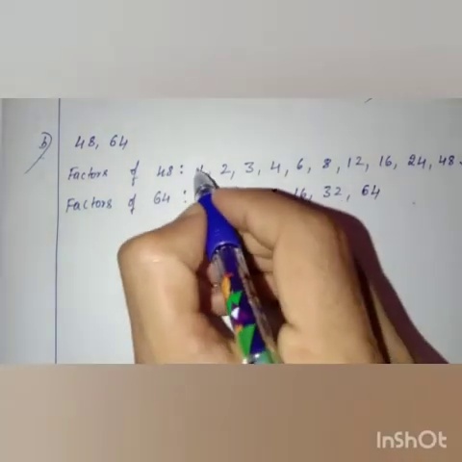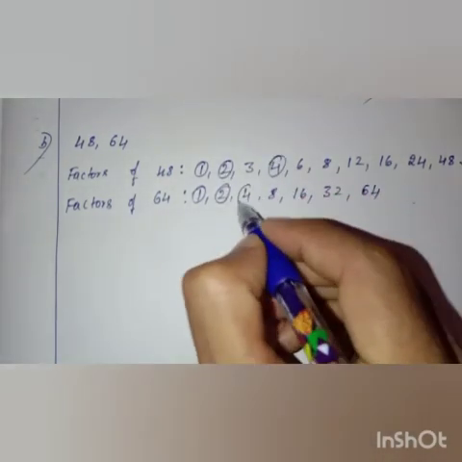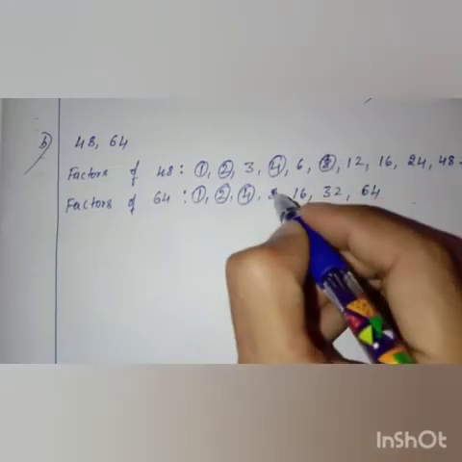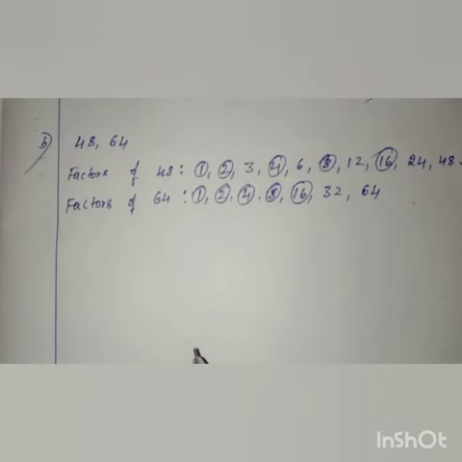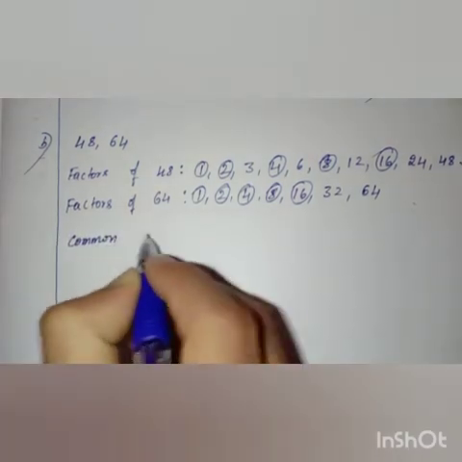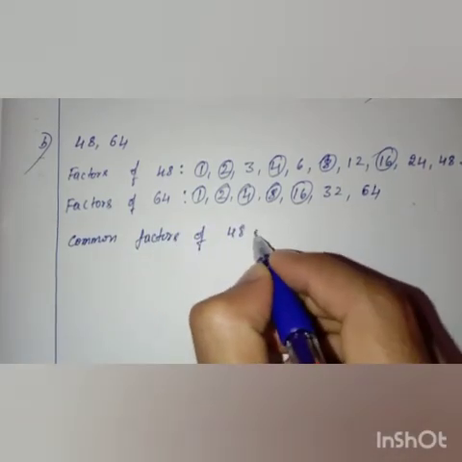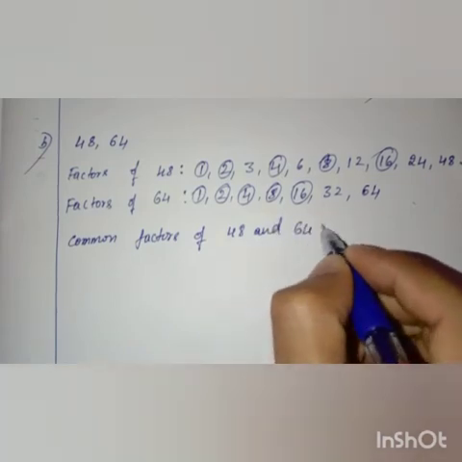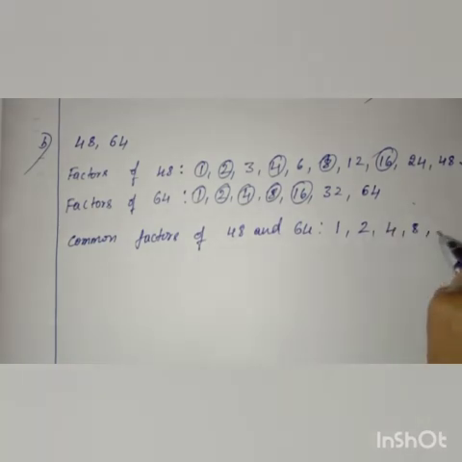Now let us circle the common factors. 1 is common, 2 is common, 4 is common, then 8 is common, and the last one is 16, right? So these are the common factors, right? So therefore the common factors of 48 and 64 are 1, 2, 4, 8 and 16. Got it, children? How to find out the common factors?